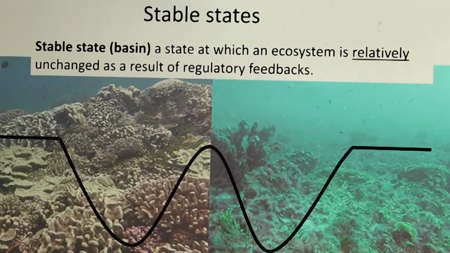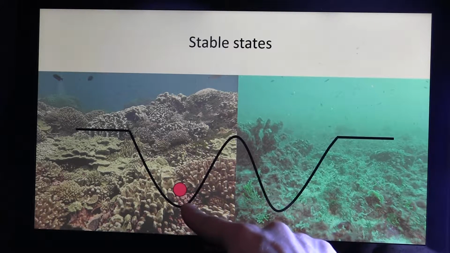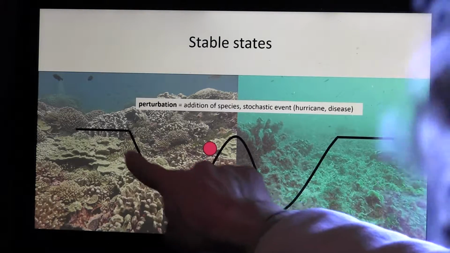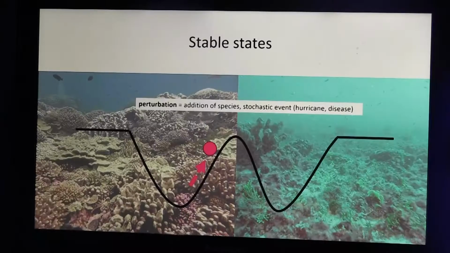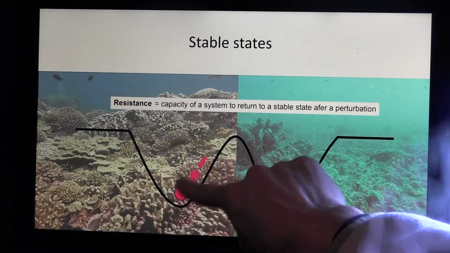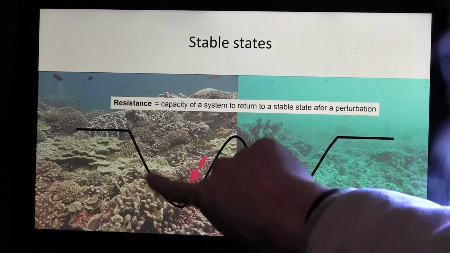A stable state is a state that the system will return to after some kind of disturbance, like a storm or a disease outbreak. In this state, the reef is dominated by coral. In this state, the reef is dominated by alga. Like I said, these lines here are called basins of attraction. When a perturbation happens, like a storm or a disease outbreak, it can push the system from the bottom of the basin up the hill to the top. But when the perturbation goes away, the system will tend to return back to the center of the basin.